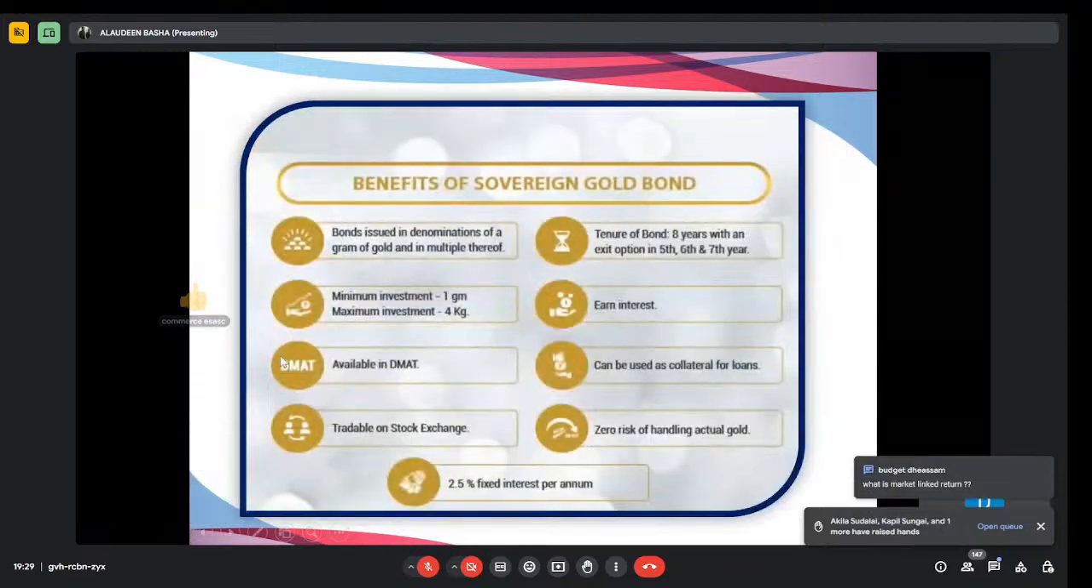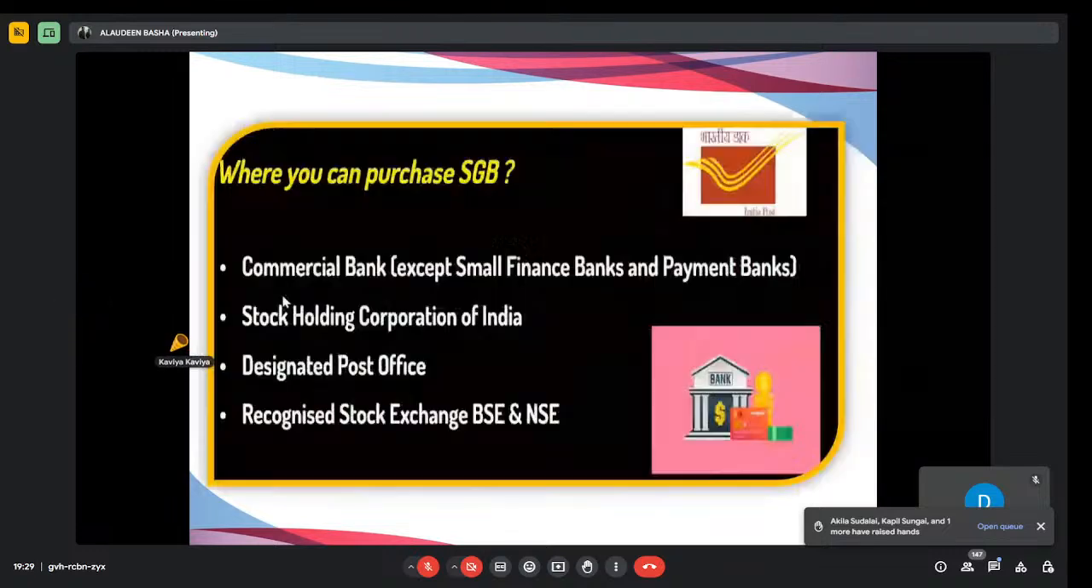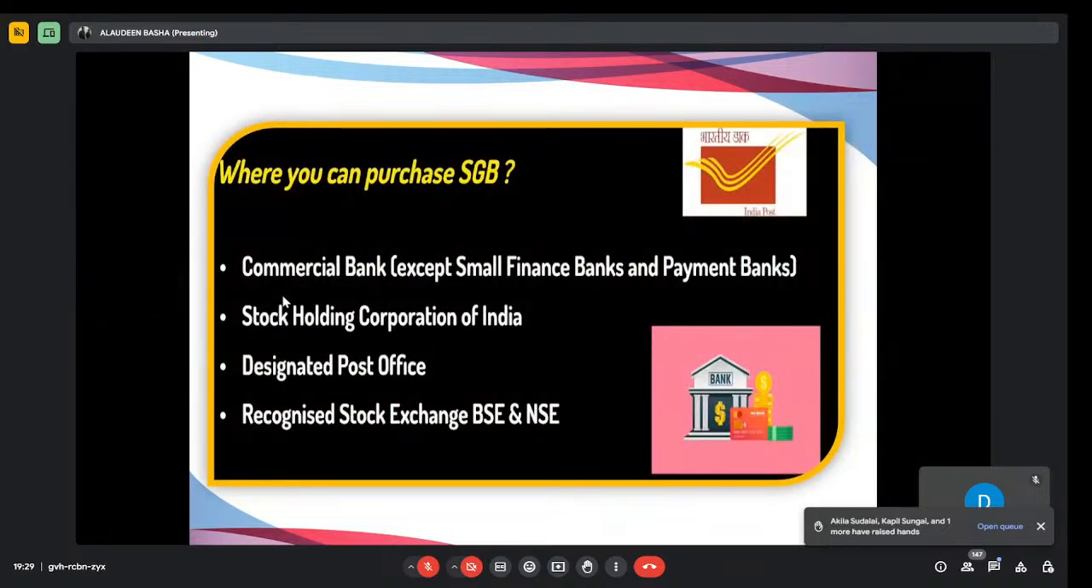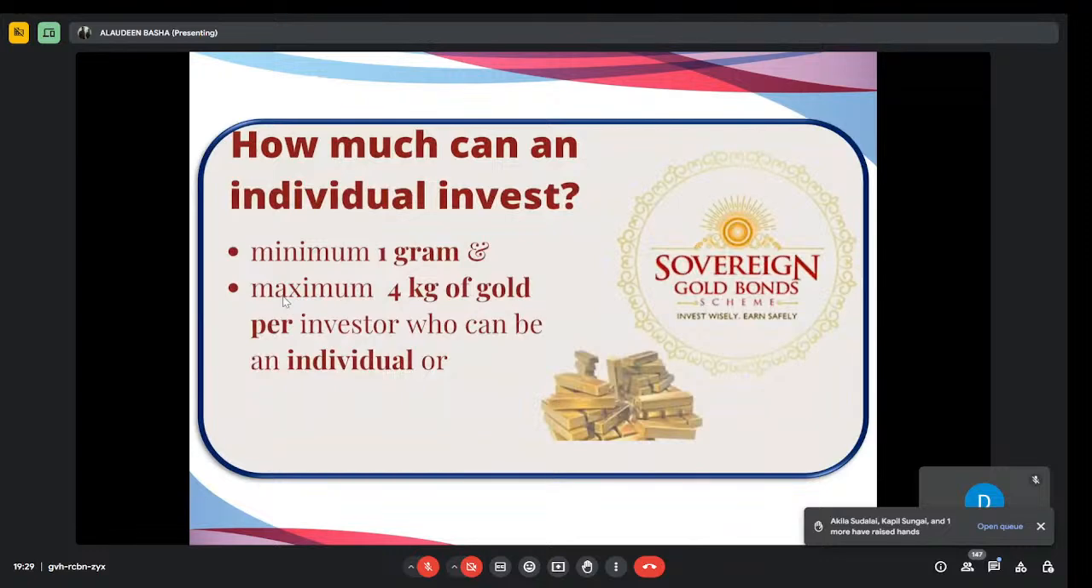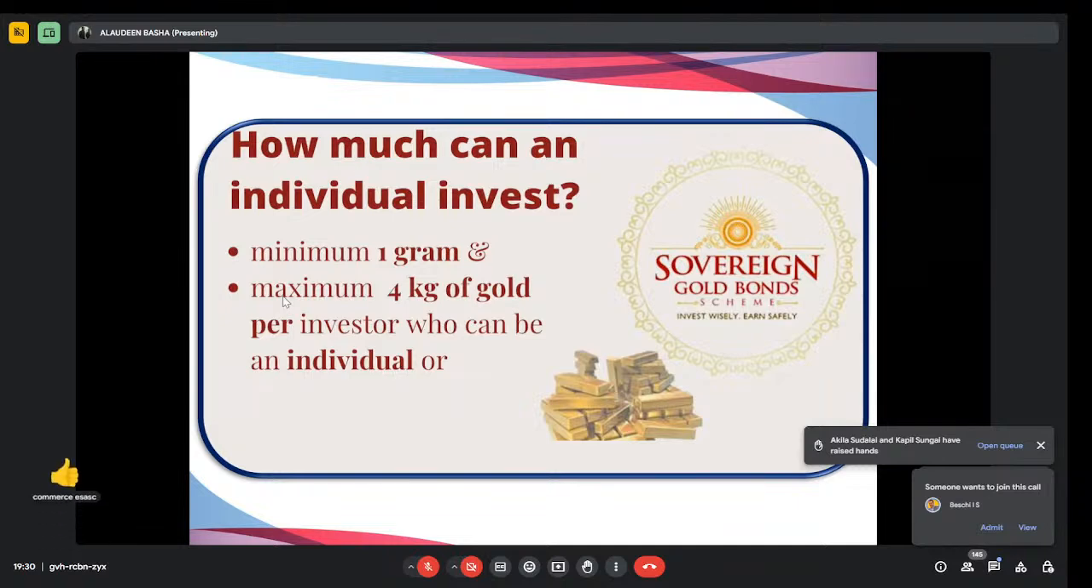So what are the benefits? And one important point, guys, don't forget: you cannot buy any number of grams. As a single person, with a single PAN card, you can buy a maximum of only 4 kg. Minimum 1 gram is possible, so you can start from 1 gram. The maximum is 4 kg per PAN card, that means 4 kg per person. This is the big advantage. If it is possible, you can buy 4 kg, no issue.